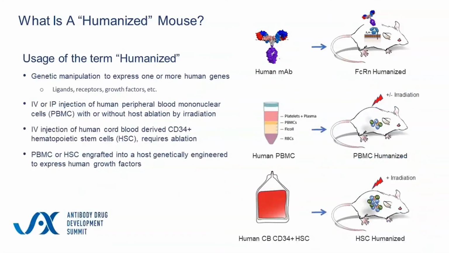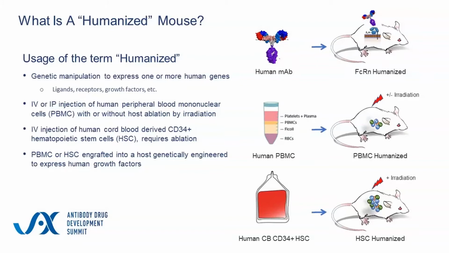What I'll do first is begin with what exactly we are talking about when we say a humanized mouse, because this terminology is being used pretty broadly in the literature. And this is the reason why: you have multiple ways that you can humanize a mouse. The first of which is genetic manipulation, as Greg pointed out for his models, where you're expressing ligands, receptors, growth factors, et cetera. And in some cases, these are the targets for your molecule, or they're supporting how these molecules perform in the mouse, as Greg demonstrated.